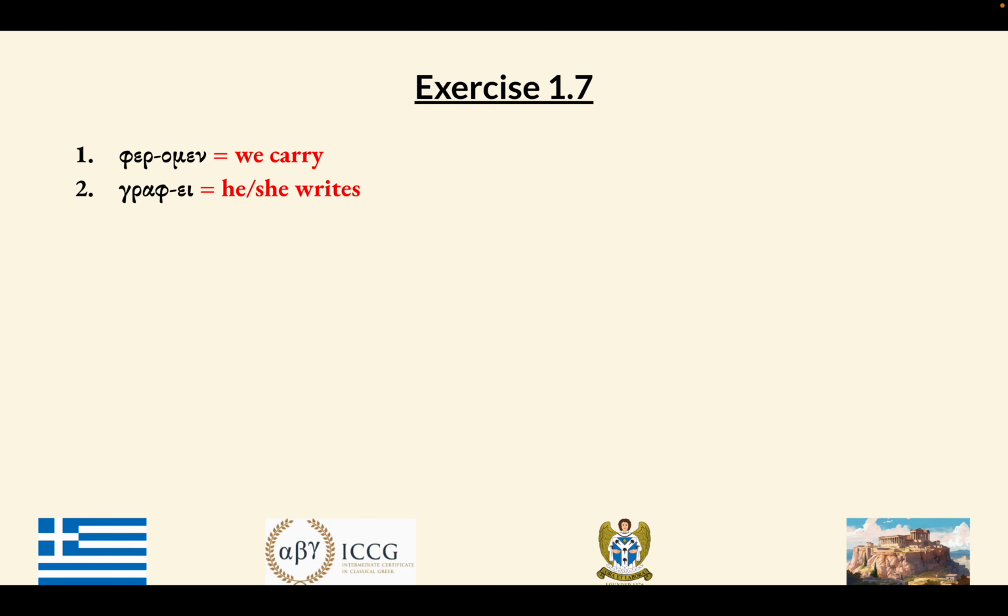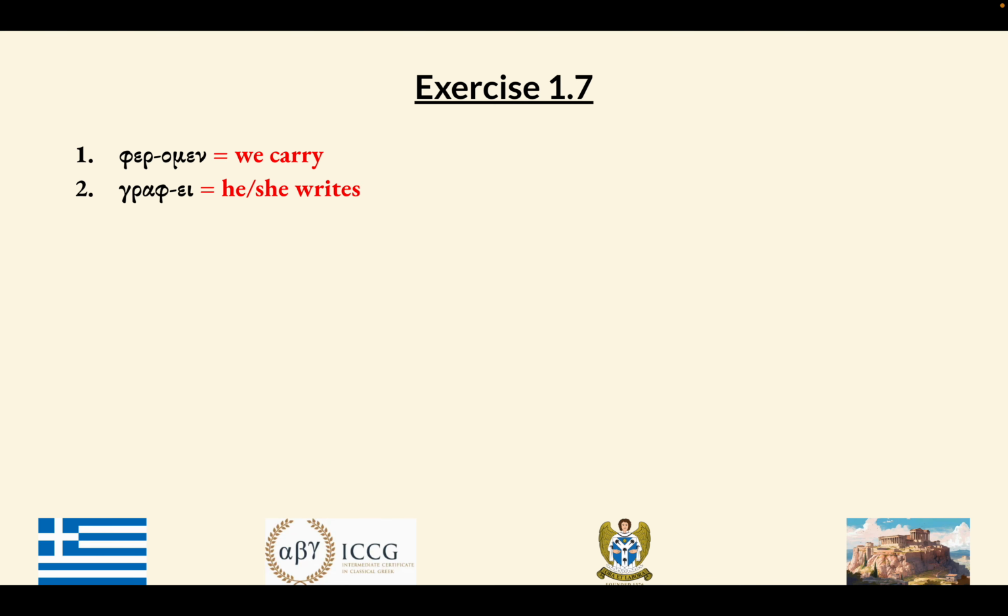And then for the next one, you've got to do the same procedure. So look at the stem, graph. If you're not sure what that means, look it up in the back of the book and you'll see that grapho means I write. So again, chop off the omega and you've got that stem, graph. Graph means something to do with writing. And then to know who's doing the writing, you need to look at the ending, the bit after the hyphen, which is EI or epsilon iota. And then if you don't know what kind of ending EI is, you need to look in the table of verb endings. You will see that EI is third person singular, so it means he or she. So if you put that together, graphei means he or she writes.